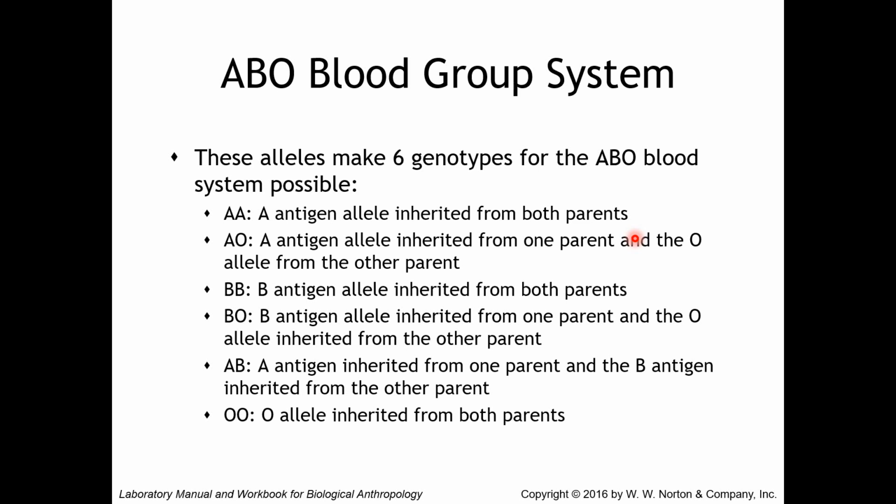So you have AA, which is the A antigen allele inherited from both parents, AO, which is the A antigen allele inherited from one parent and the O allele from the other parent, BB, which is the B antigen allele from both parents, BO, which is B from one parent, O from the other, AB, which means A from one parent, B from the other, and then OO, which is the O allele inherited from both parents.